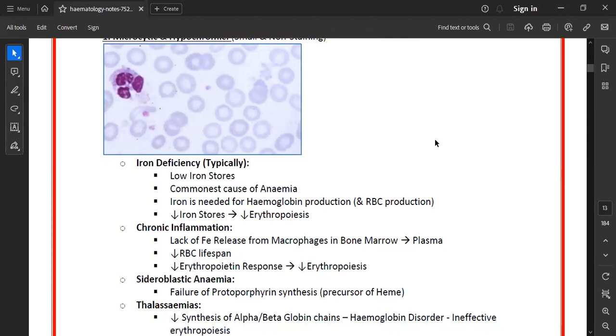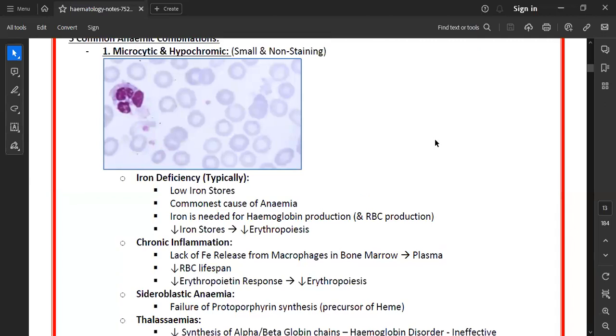Chronic inflammation can also lead to microcytic hypochromic anemia. So the lack of iron release from macrophages in the bone marrow into plasma leads to a reduction in the red blood cell lifespan or reduction in erythropoietin response, which leads to, of course, reduction in the production of the red blood cells.